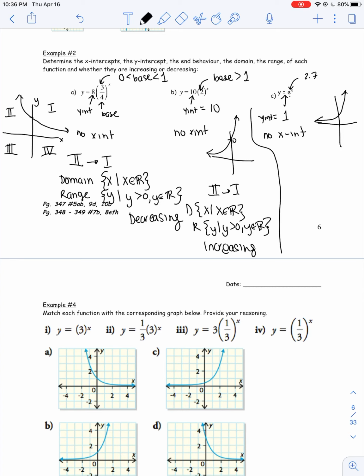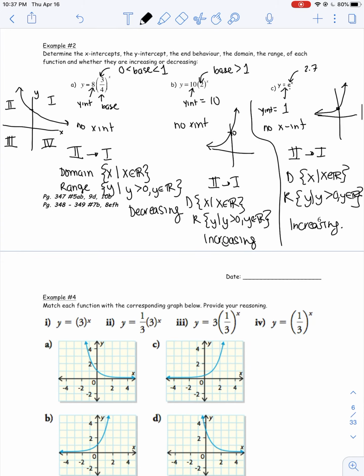Now the y-intercept is 1 because there's no value in front of e to the power of x. There's no x-intercept. We know the end behavior is going from quadrant 2 to 1. As usual, the domain is x such that x is an element of the real numbers. Range, y such that y is greater than 0, y ∈ ℝ. And it is increasing, because Euler's number, meaning e, is higher than 1.